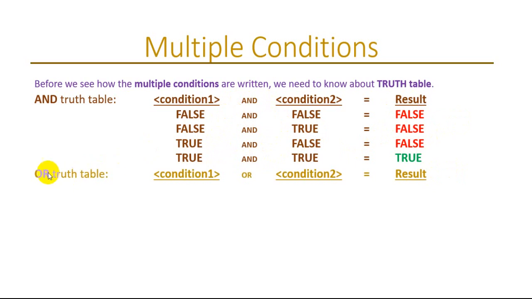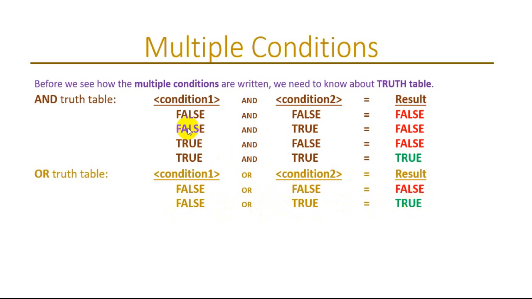Okay, so now let's look at the truth table for OR. Same way, condition 1 or condition 2, what will be the result? If the first condition is false and the second condition is false, false or false also results in false. Just like false and false results in false, here also if both are false, the result is false. But when condition 1 is false but condition 2 is true, the result is true. There is one false, but still there is one true, so the result is true.